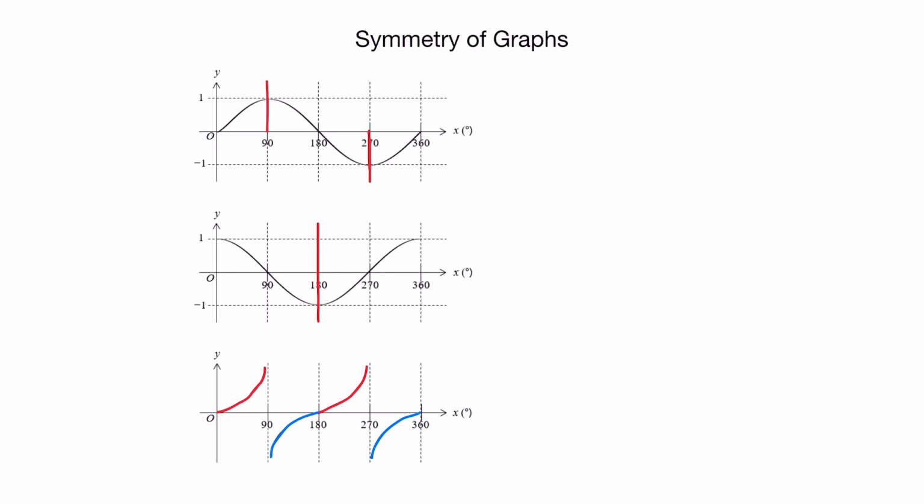Starting with sine x, it has these lines of symmetry. Between 0 and 180, you have a line of symmetry at x equals 90. Essentially, the part from 0 to 90 is just reflected over to give the part between 90 and 180. The same is the case for between 180 and 360, it's just in the negative quadrant rather than the positive quadrant.